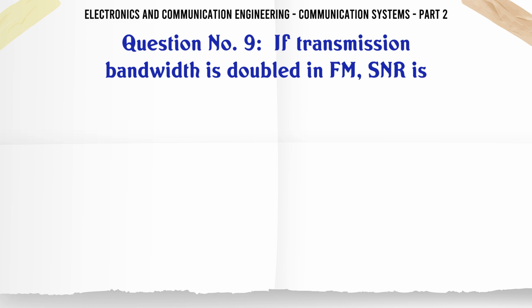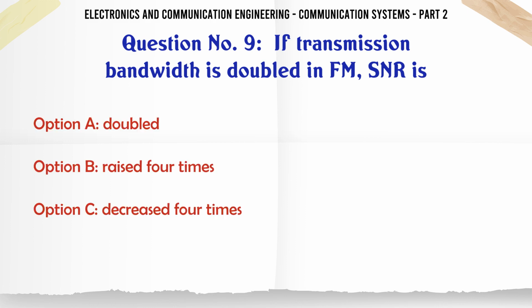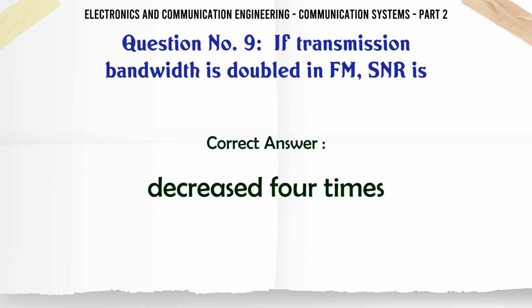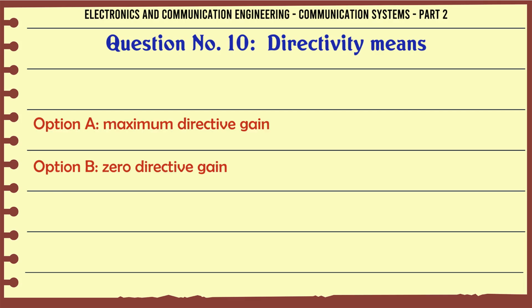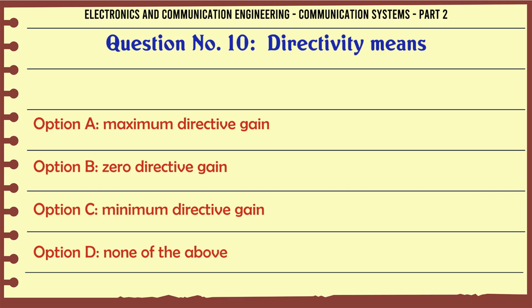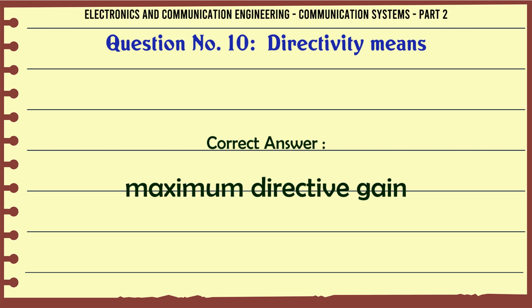If transmission bandwidth is doubled in FM, SNR is: A. Doubled, B. Raised 4 times, C. Decreased 4 times, D. Halved. The correct answer is decreased 4 times. Directivity means: A. Maximum directive gain, B. Zero directive gain, C. Minimum directive gain, D. None of the above. The correct answer is maximum directive gain.